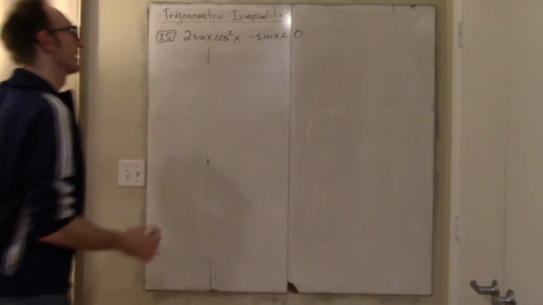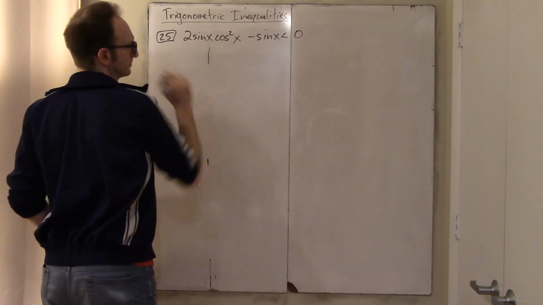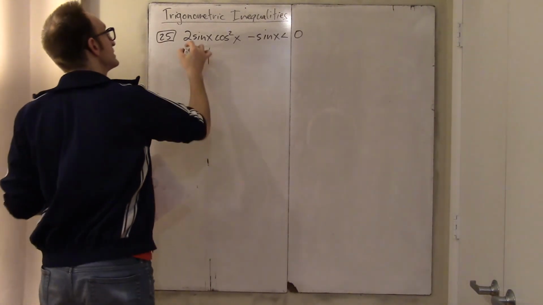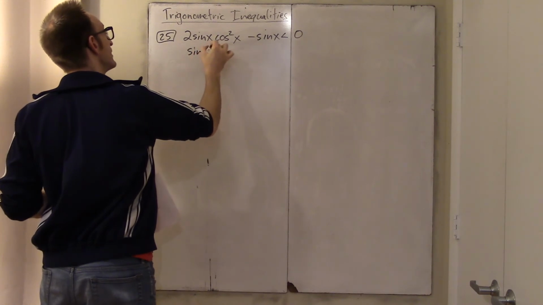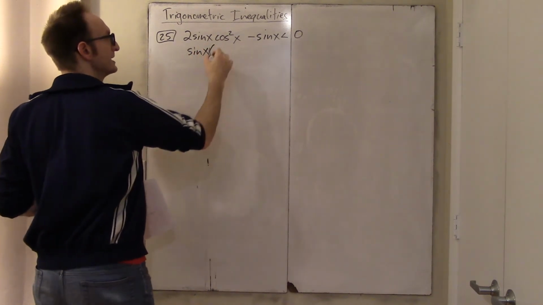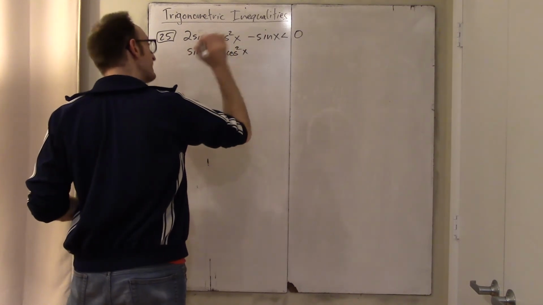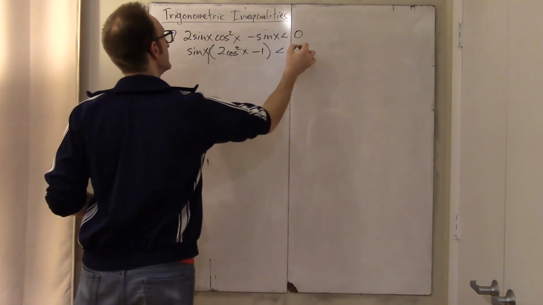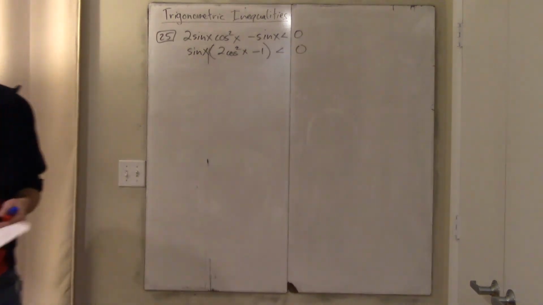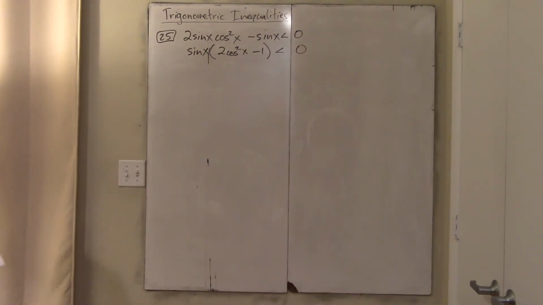The same thing. It's kind of a weird problem, so we should maybe try to factor out a sine. If I factor out sine, then I get 2 cosine squared x minus 1 is negative. And now I need to solve this. Well, I'll stop there. I don't think I want to do any trig identities or anything weird like that.